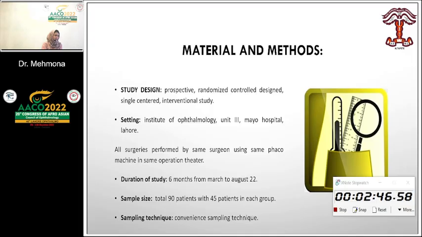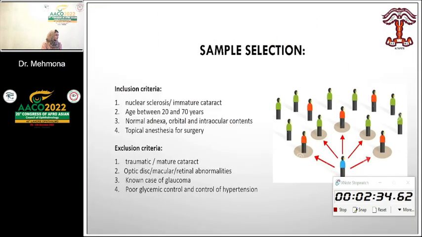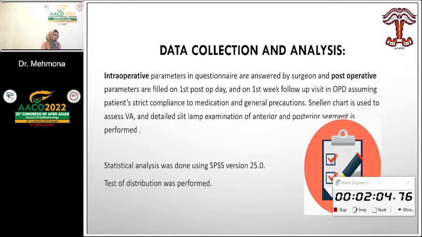It was carried out during a period of 6 months from March to August 2022. The sample size was a total of 90 patients, divided into 2 groups of 45 each, and the sampling technique was convenient sampling. Patients included in the study were those with immature cataract or nucleus sclerosis from grade 1 to 3, age between 20 to 70, normal adnexa, and normal orbital and intraocular contents, and topical anesthesia was used for surgery. We excluded patients with traumatic and mature cataract, any other ocular abnormalities, a known case of glaucoma, and known cases of hypertension and hyperglycemia for a prolonged period of time.